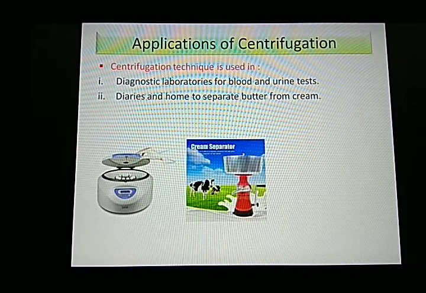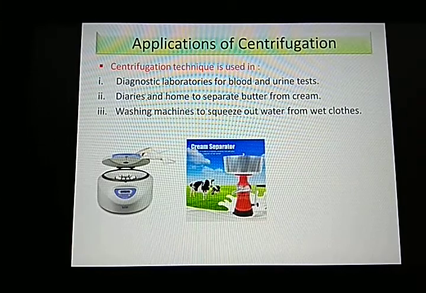Furthermore, we cannot go. Next, it is used in washing machines. Now you are quite familiar with how washing machines work.